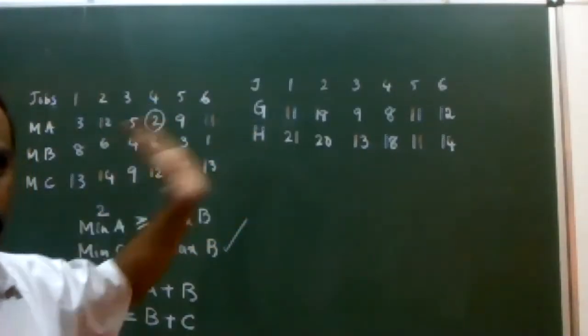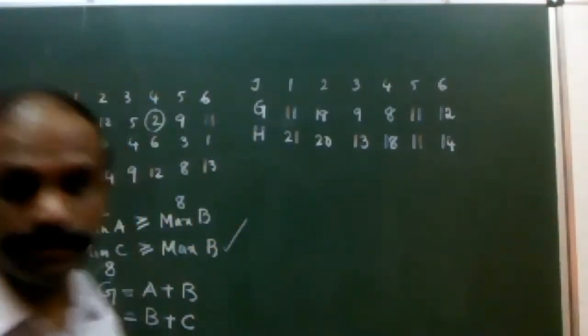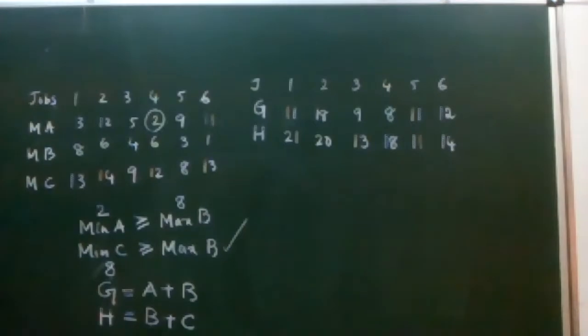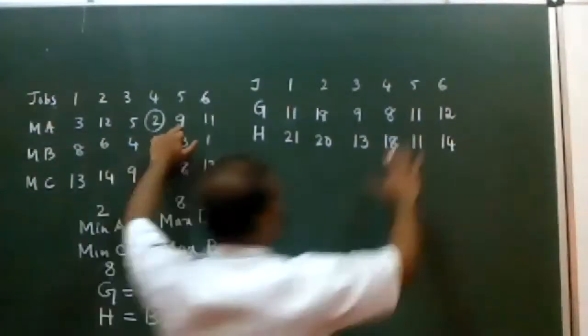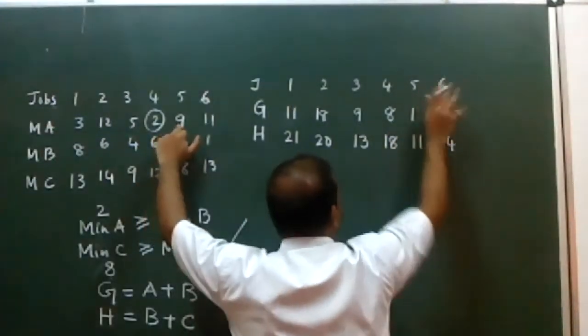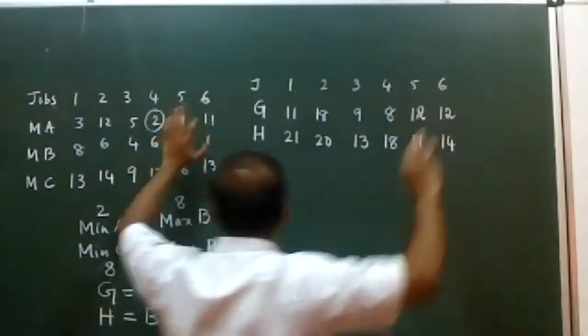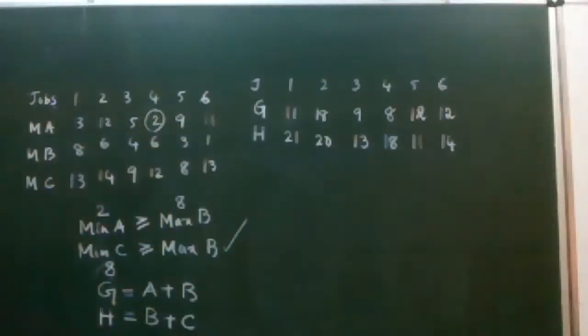Okay, so let's do the sequencing. Job 5 in machine G, it's 12, sir. Please correct me in case I made any calculation error somewhere. Now it's correct, right? Yes, sir. Okay. Now let's start with the sequencing.